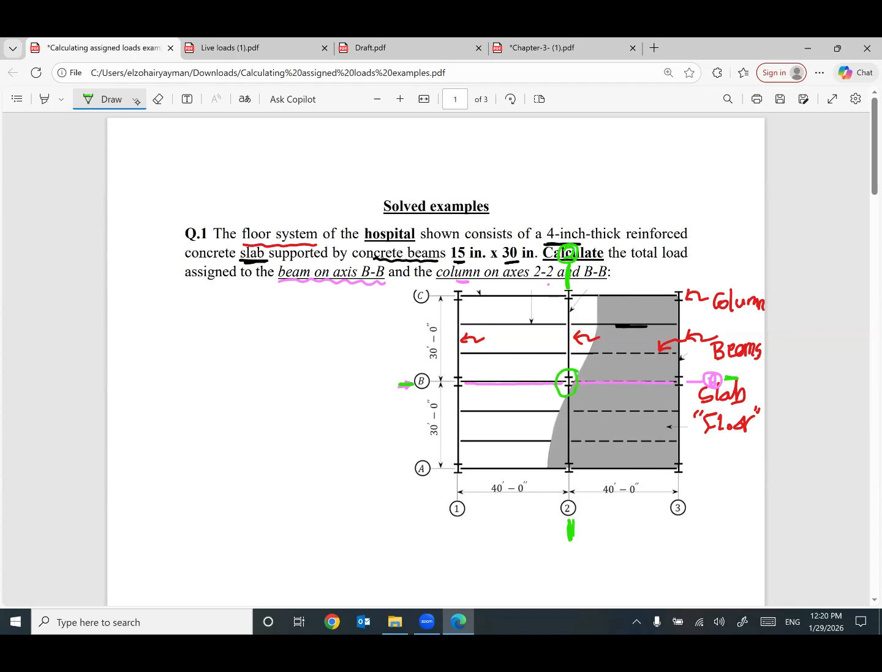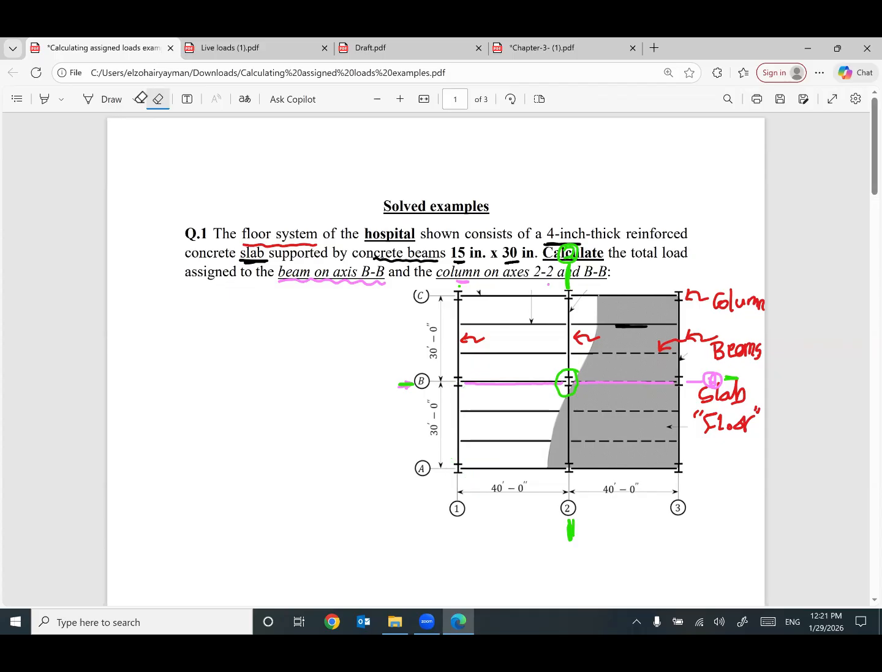That makes sense? So I need to calculate how much load is coming from this floor system to this beam with the pink color on axis BB and the column located at the intersection of BB with 2. Keep in your mind, we have many columns. This is a column, this is a column, this is a column. We have many. So I need only the column at the intersection of BB and 2.